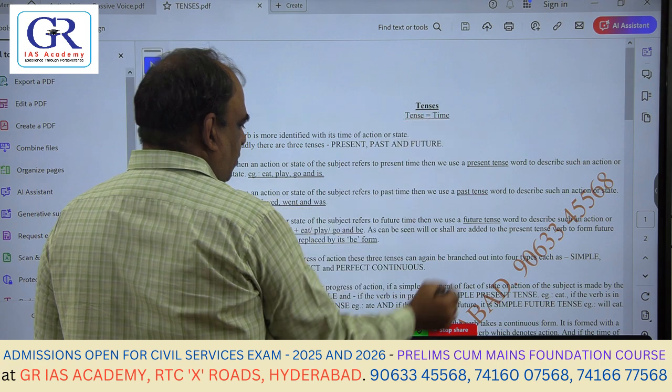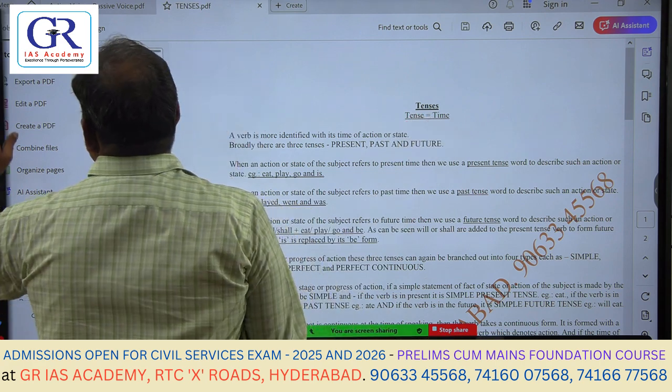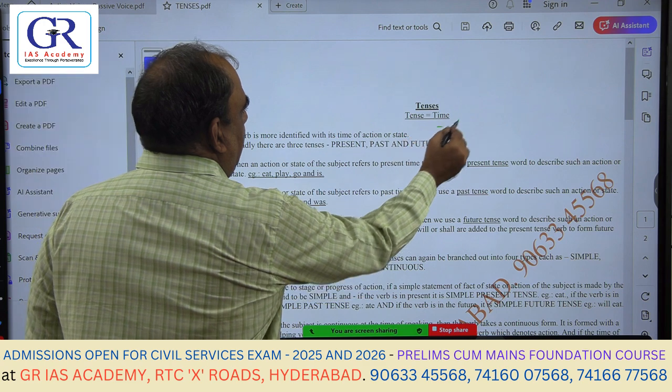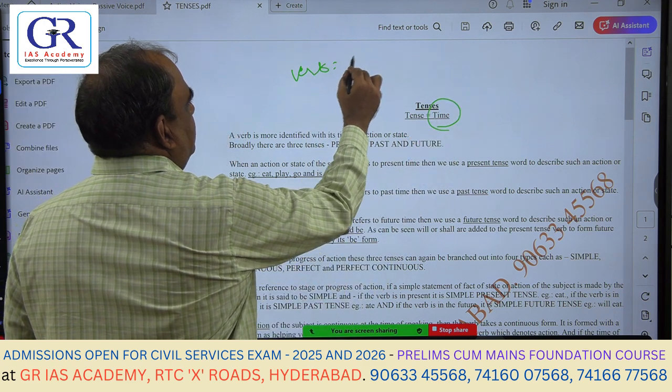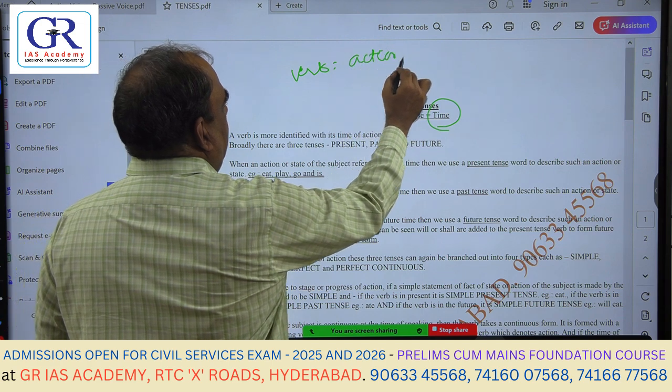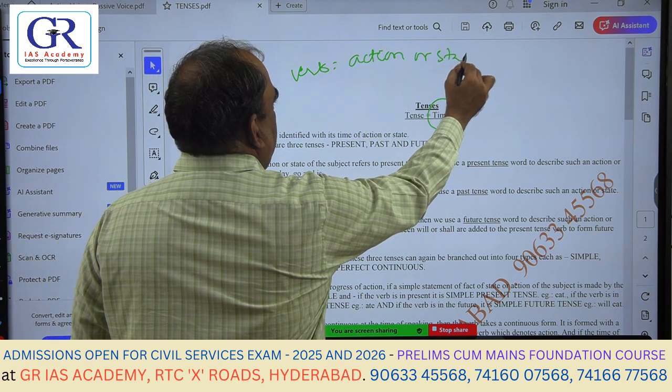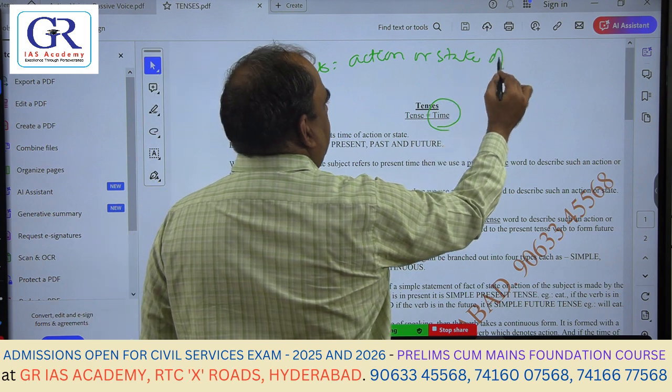Tenses. What do they refer to? Tenses refer to time. Verb. Verb is what? It tells about the action or state of the subject.